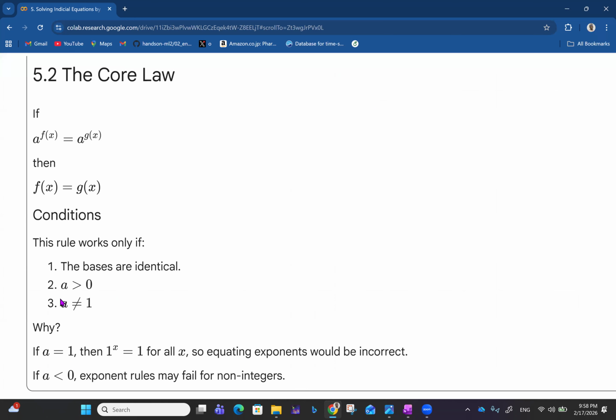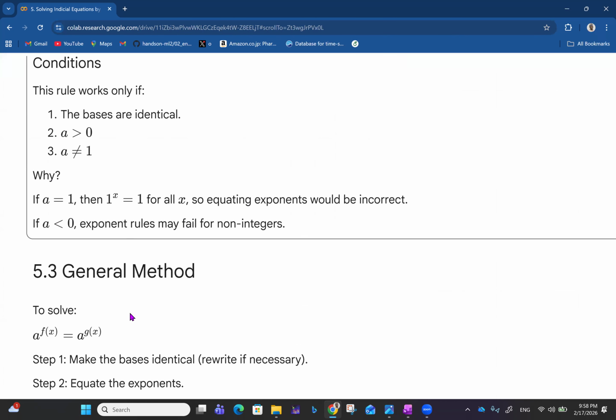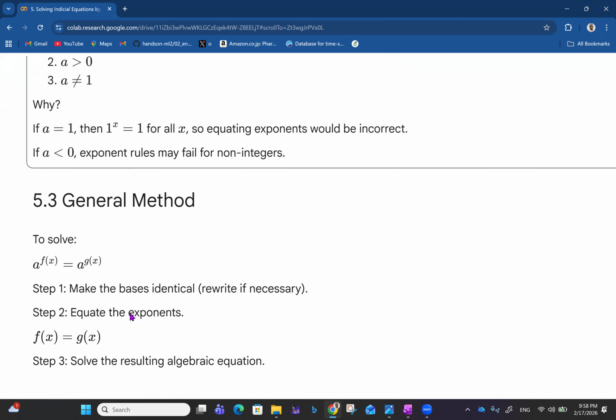Then, we have this condition that a is greater than 0. If a is less than 0, meaning that a is negative, exponent rules may fail for non-integers. So we have these conditions: identical bases, the base is greater than 0, that is, the base is positive, and the base is not 1. So the base has to start from 2 in essence.